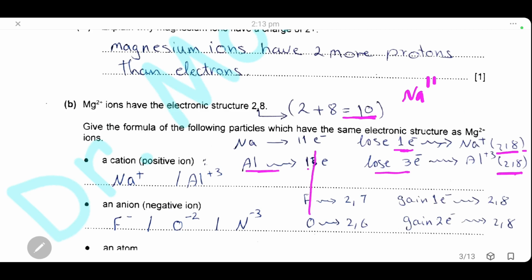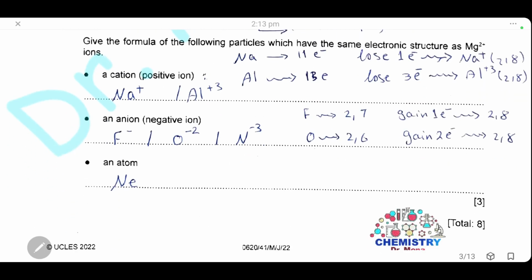And then we will go for an anion, a negative ion, which has the same electronic configuration, which is 2,8. We will search for an element that can accept 1 electron to be 10. So we will search for an element which has 9 electrons that can accept 1 electron to be 10, which is fluorine. Fluorine is 2,7. It will gain 1 electron, then the fluoride ion will have the configuration of 2,8.